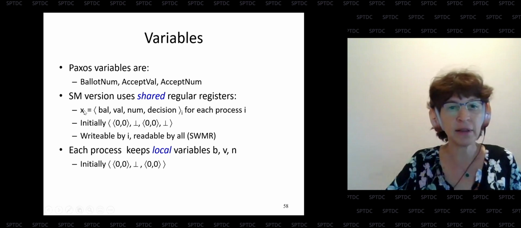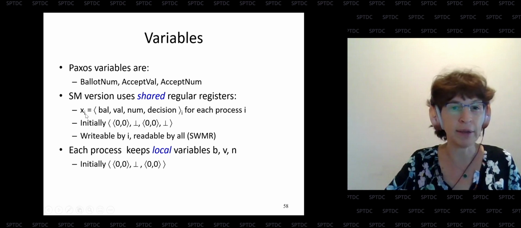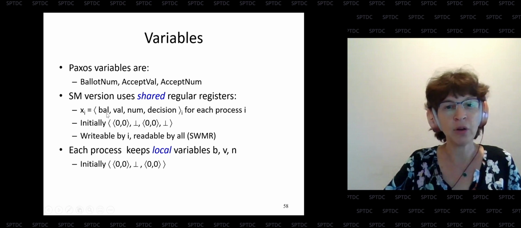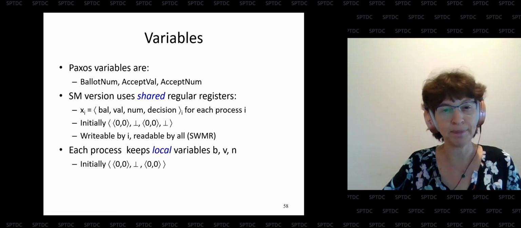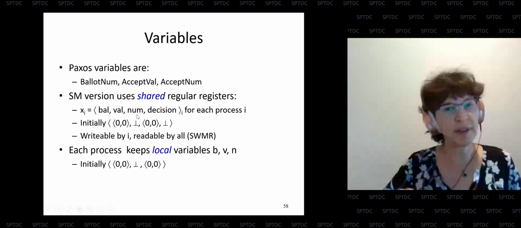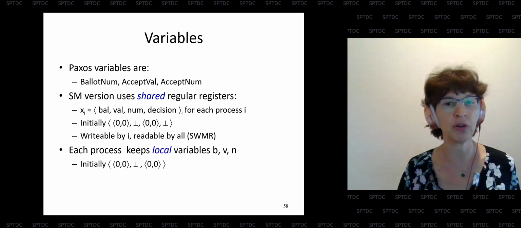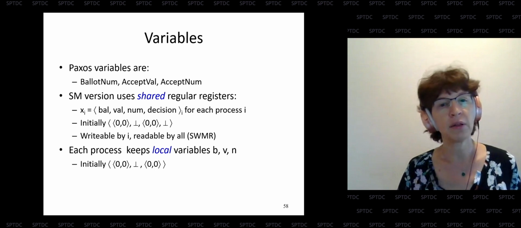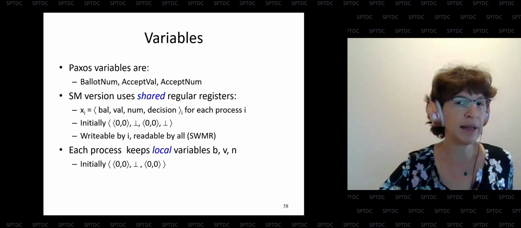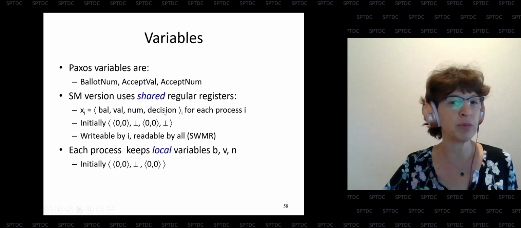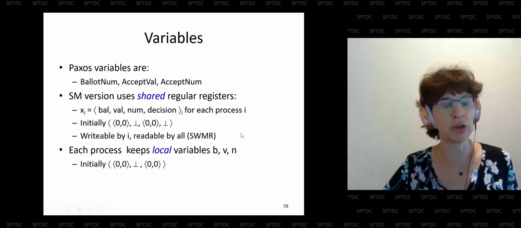X subscript I indicates the single writer register to which only process I can write. This is process I's regular register. It's going to be a quadruple consisting of 4 fields. The first one is going to be the ballot. Process I is going to increase this ballot number every time it participates in a new ballot. The next 2 are going to be the accept value and the accept number. So process I is going to write to these if it runs the second phase of consensus. If it commits to a value, it's going to write the ballot number and the value in these fields. And the last field is what the process decided upon once it's decided. So when the protocol ends, this will include the decision that the protocol has reached, the consensus decision.